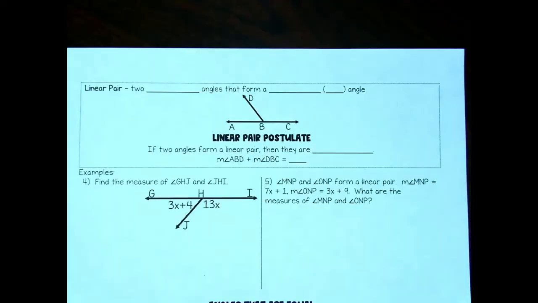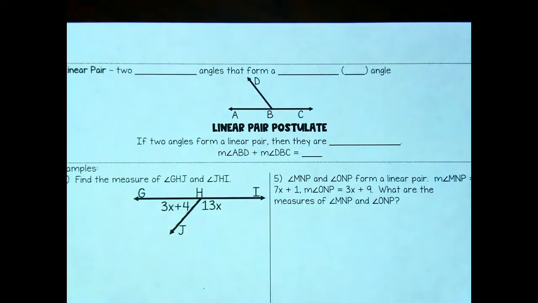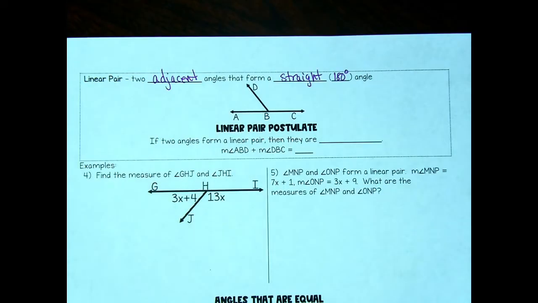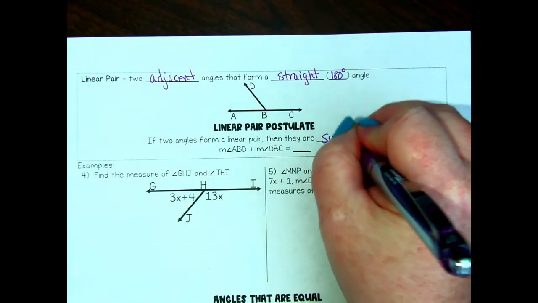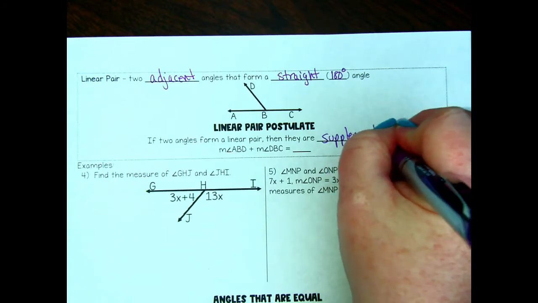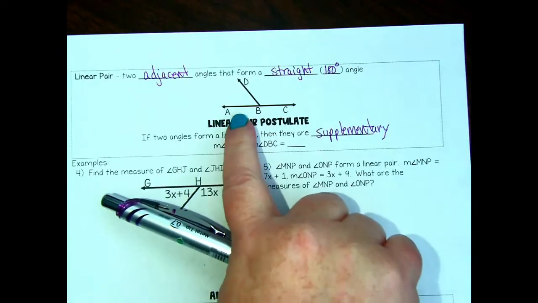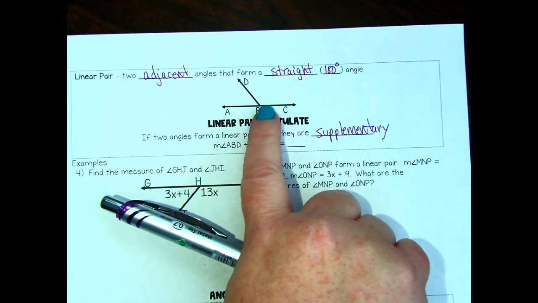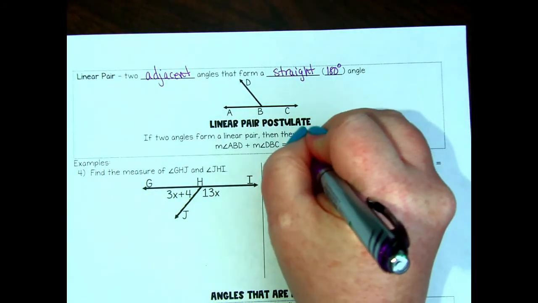Supplementary angles lead us to our next postulate, which is the linear pair postulate. The linear pair postulate states that two adjacent angles form a straight angle, or it has 180 degrees. So, if two angles form a linear pair, then we automatically know that they are supplementary. So that means if I look at this and I see, hey, that's a linear pair, they're adjacent and they form a line, that automatically lets me know that their sum is 180 degrees.